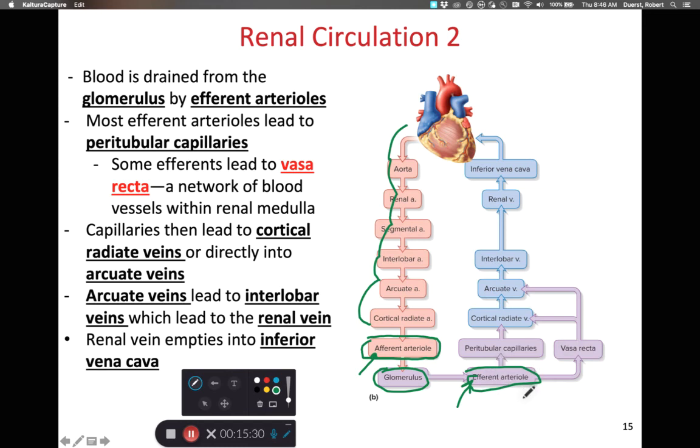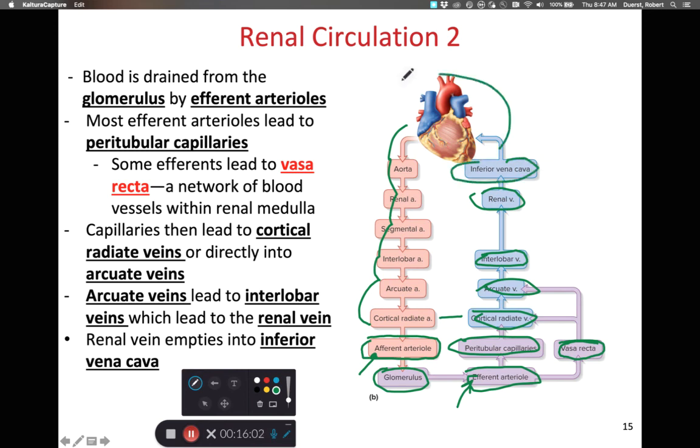And after that efferent arteriole, some of our nephrons will send blood to the peritubular capillaries. Other nephrons will send blood to a bed of capillaries known as the vasa recta. But regardless of which capillary bed the different nephrons will send their blood to, afterwards we go to the cortical radiate vein, which corresponds to the cortical radiate artery. Then we have the arcuate vein, the interlobular vein, and then we go back to the renal veins and the inferior vena cava, which ultimately will carry blood back to the heart.